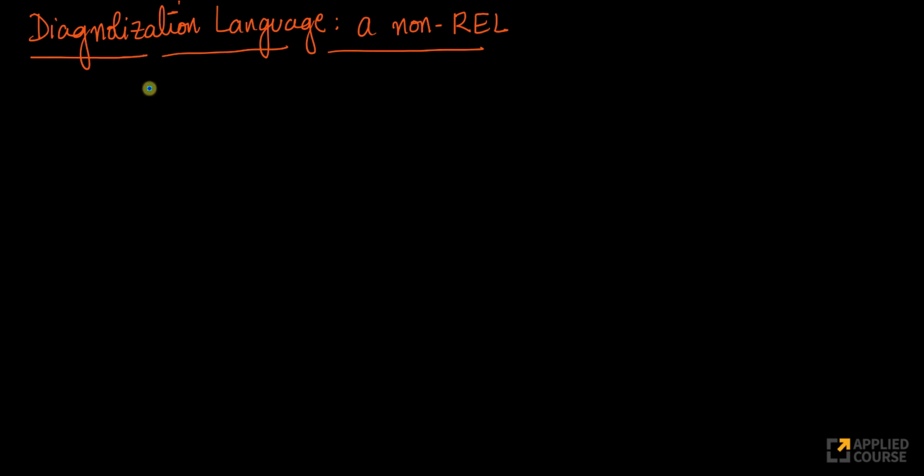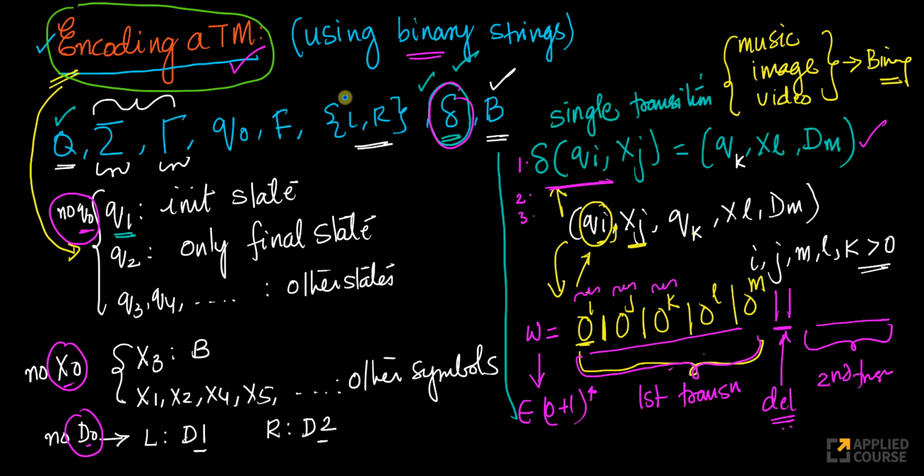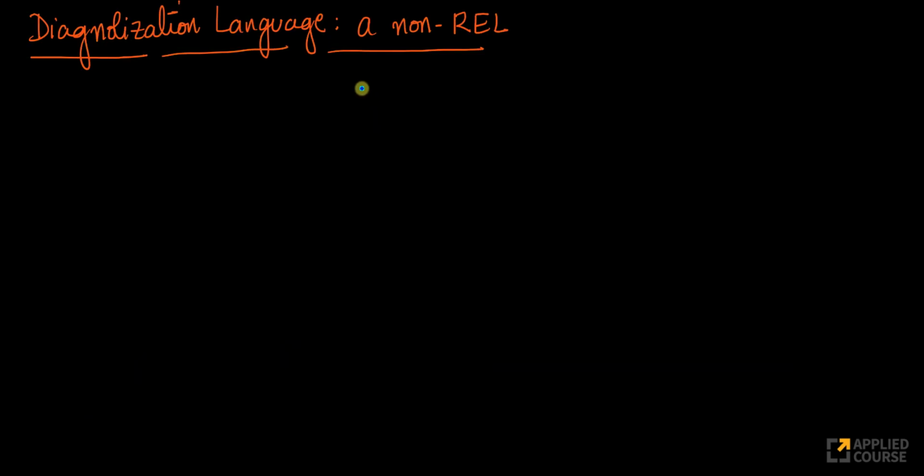Now, since we have learned how to encode a Turing machine in the previous video, we've seen how to encode a Turing machine as a binary string. We will use this concept now to think of a diagonalization language. This, to the best of my knowledge, is the first non-recursively enumerable language that we are covering in this course. The diagonalization language is often written as LD.